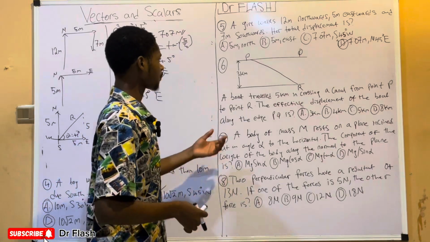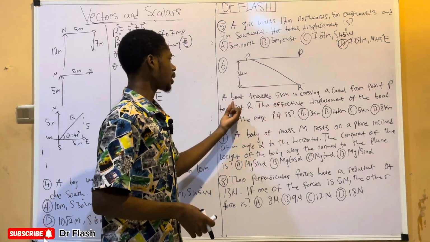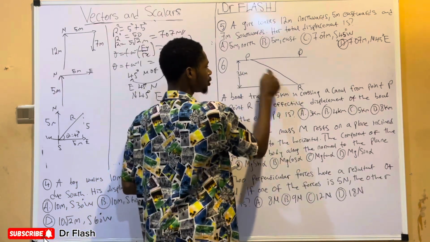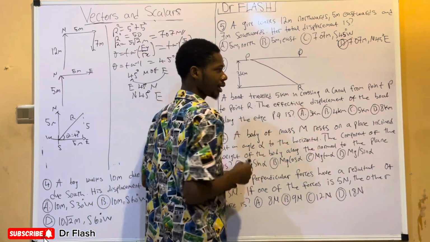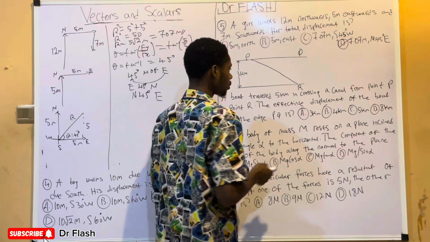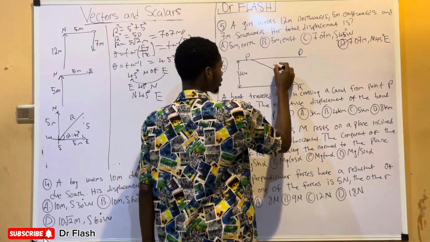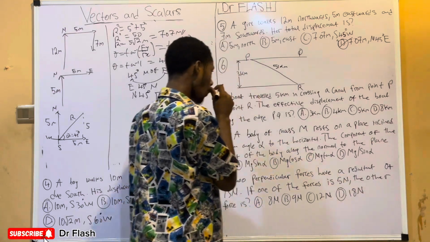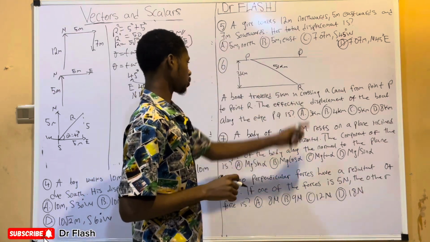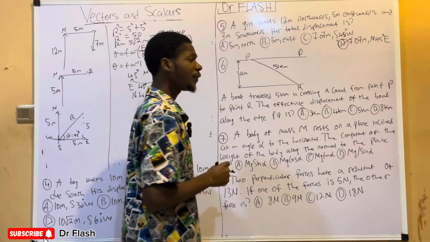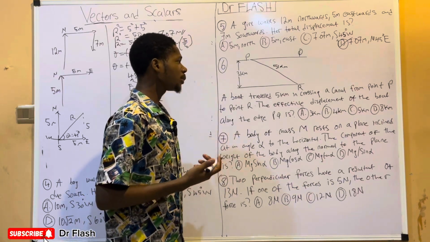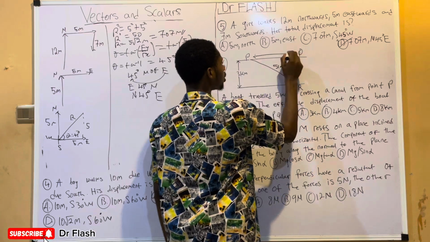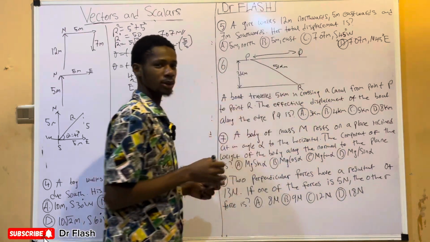Question 6 says, there's a diagram that comes with it. A boat traveled 5 kilometers crossing the canal. They are saying that from here to here, the boat is trying to cross a canal. You know what a canal is? A river. And it travels 5 kilometers from point P to point R. So from here to here is 5 kilometers. The effective displacement of the boat along the PQ. So from here to here, what will be the displacement of the boat? What distance does it travel in the horizontal axis?